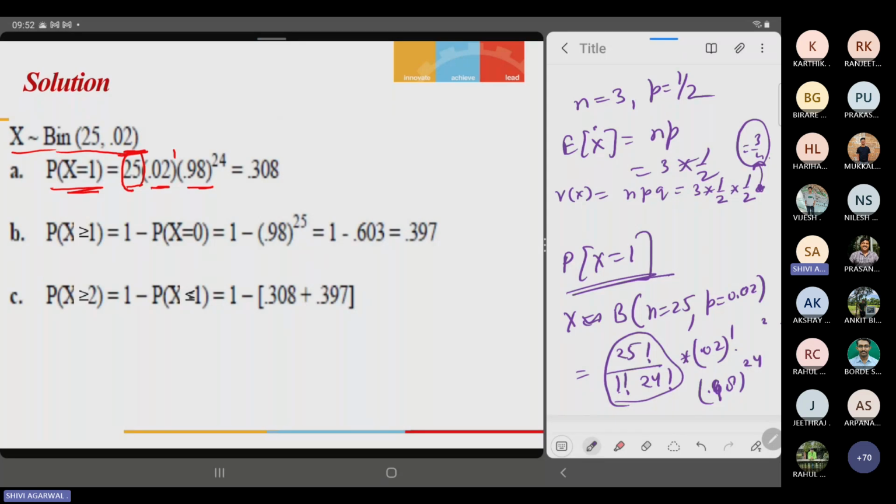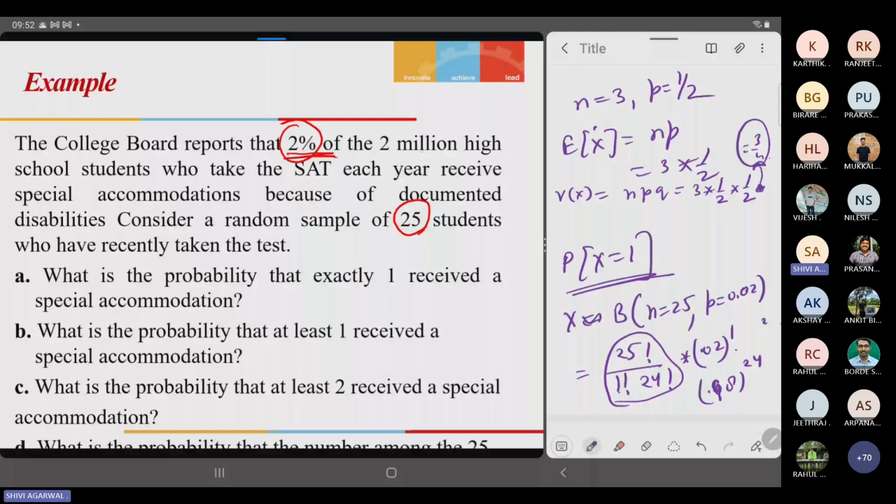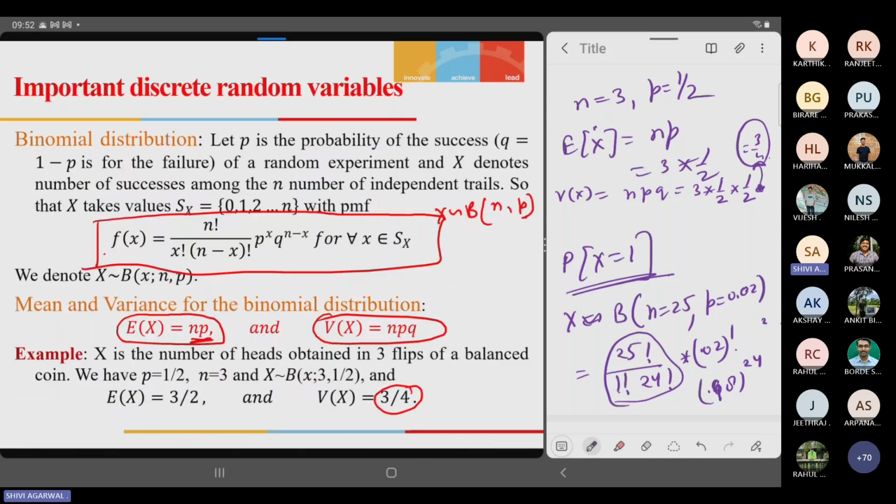Now it's clear to all of you. The meaning of 0.02 is the probability of getting success. It's not 0.2, it's 0.02. 2% success is given. The report says that 2% of the 2 million high school students who take the SAT each year receive special accommodations. In the PPT, the formula is given.